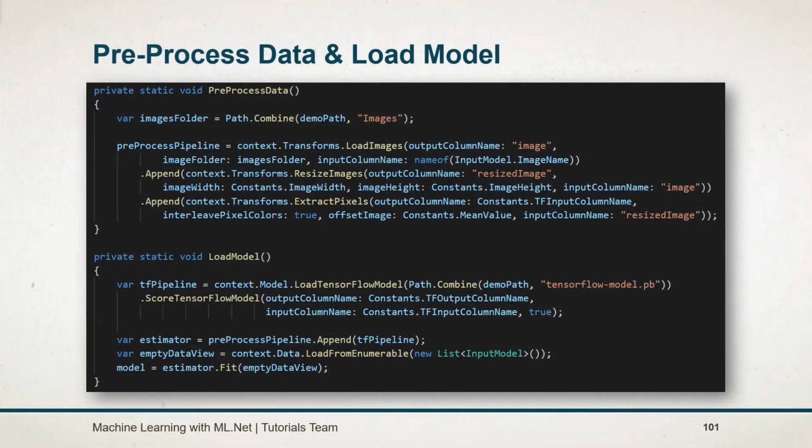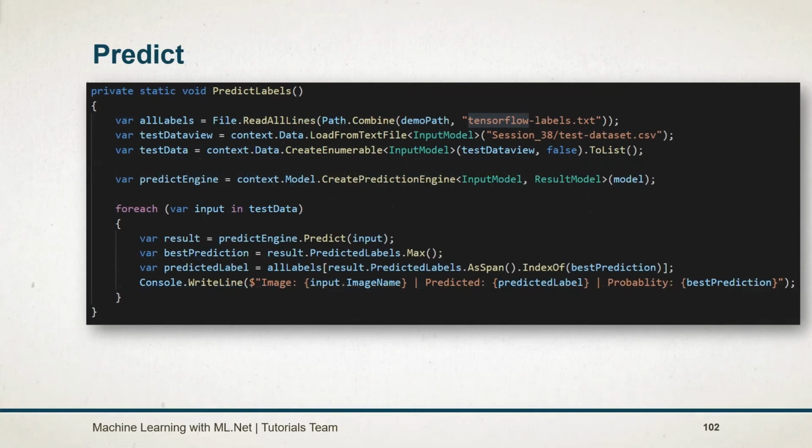We have created a pipeline for pre-processing images in which we are loading the images, resizing them, and extracting the pixels from them. For loading the TensorFlow model, we need to use the load TensorFlow model method. Using score TensorFlow model, specify the input and output column details, then create the blank data view and create the transformer from that pipeline. For predicting labels, I have loaded the data from the CSV and converted it back to enumerable. Then created the prediction engine and predicted a value for the input. We will get a probability for each label. Based on its index, obtain the label and print it out. Goodbye.